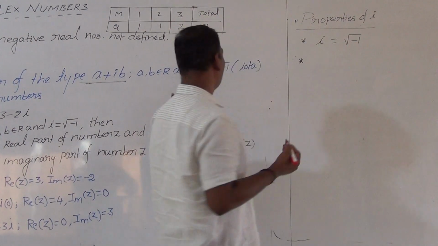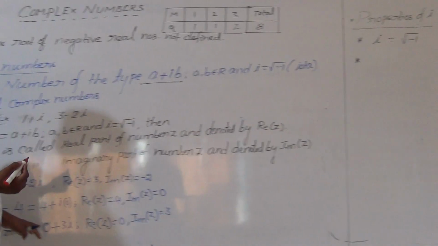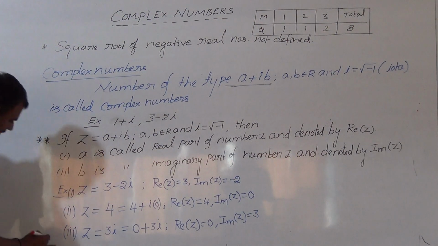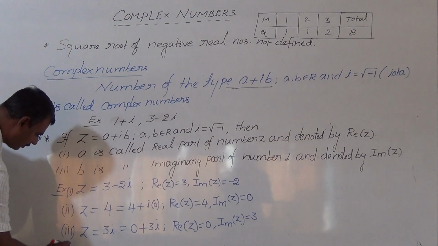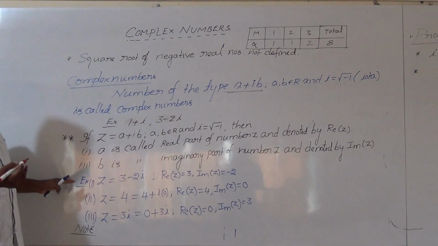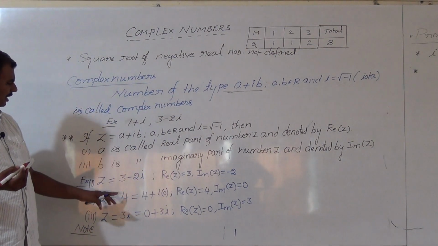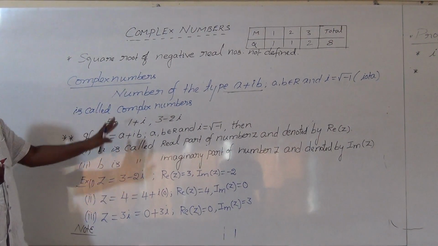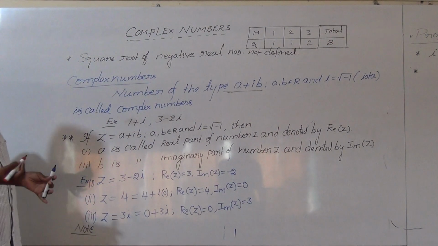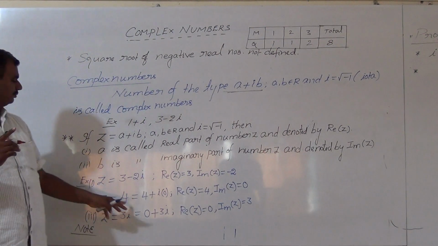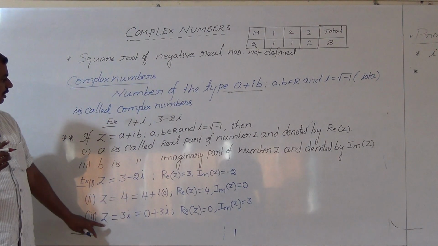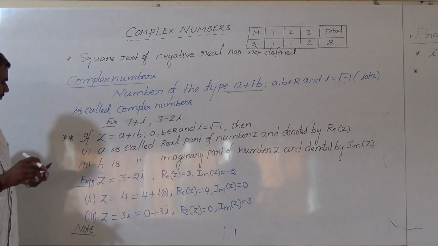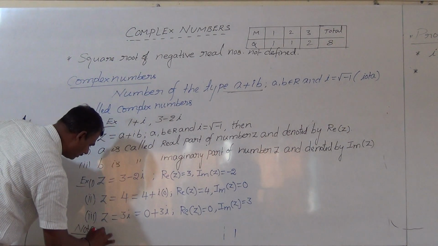One more thing, all of you remember this note here. All real numbers, any real number, either plus 4 or minus 4, whatever it is, should be complex numbers. So we can take all real numbers as always complex numbers with imaginary part 0. So we should take one note here.